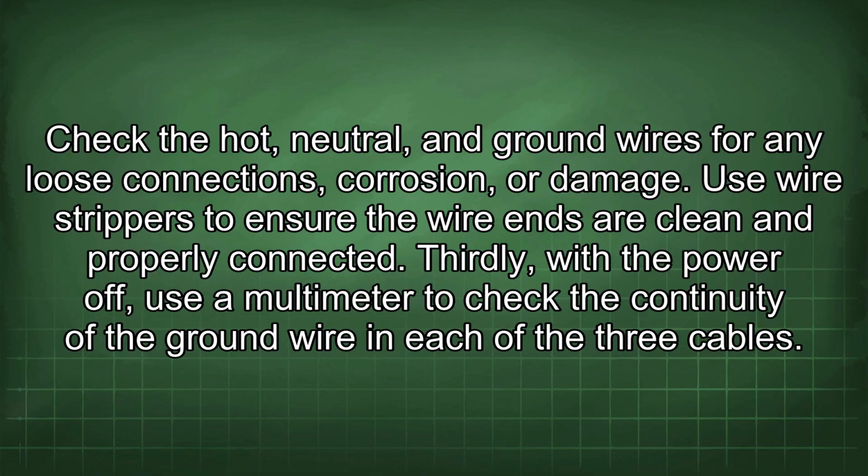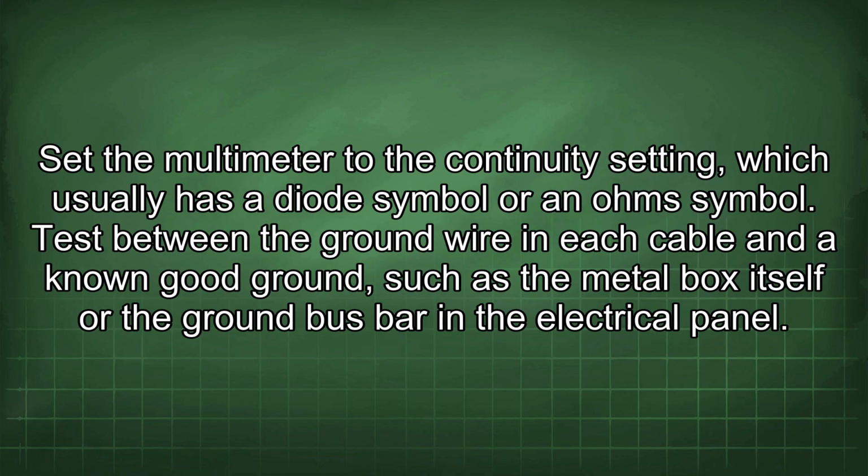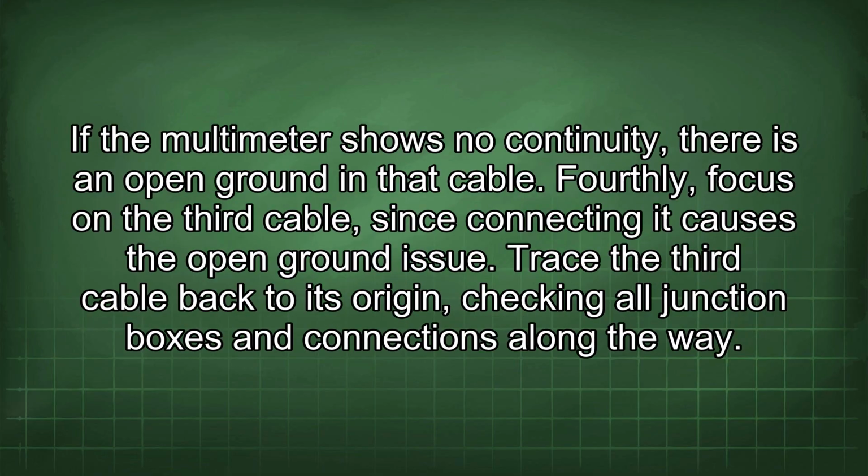Thirdly, with the power off, use a multimeter to check the continuity of the ground wire in each of the 3 cables. Set the multimeter to the continuity setting, which usually has a diode symbol or an ohm symbol. Test between the ground wire in each cable and a known good ground, such as the metal box itself or the ground bus bar in the electrical panel. If the multimeter shows no continuity, there is an open ground in that cable.